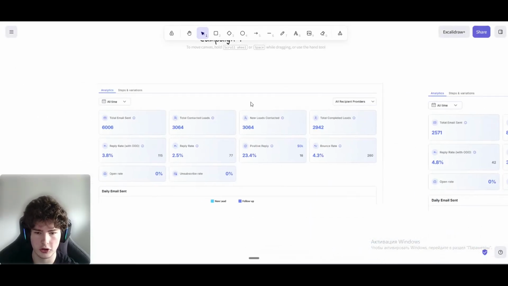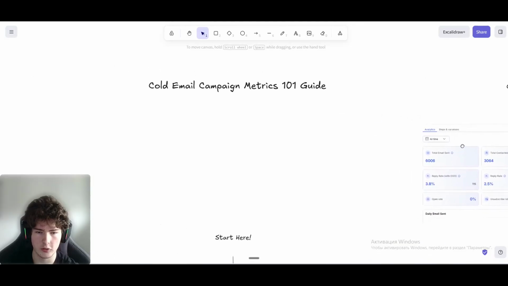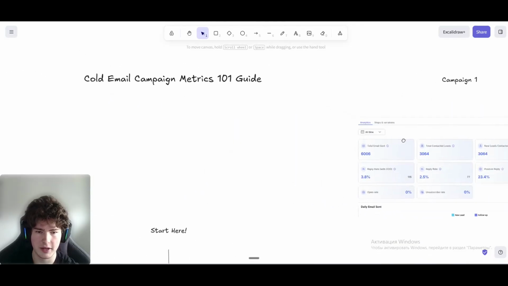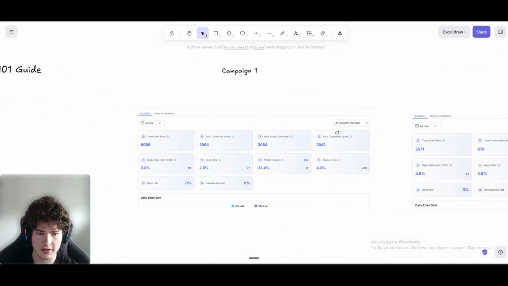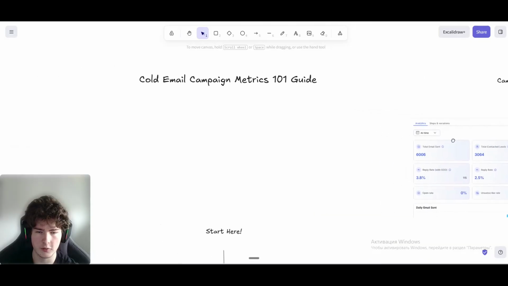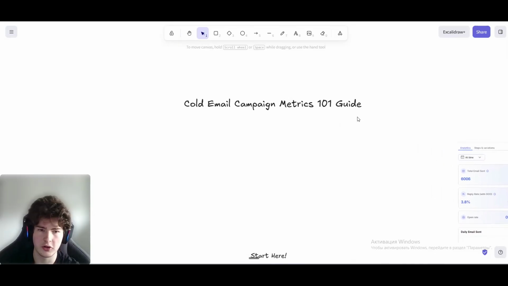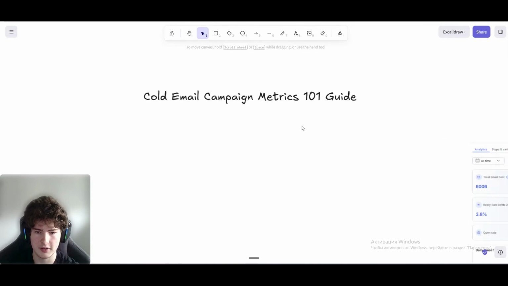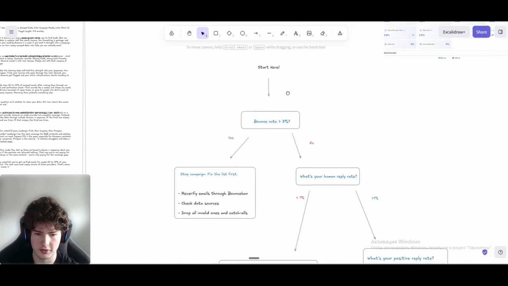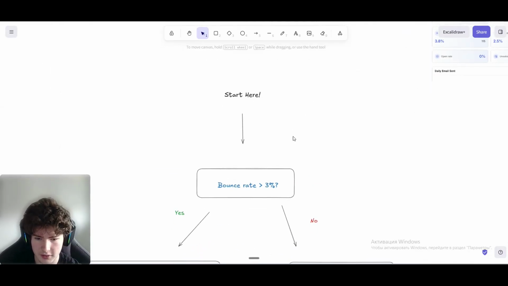Basically, as always, I created this Excalidraw with the flowchart that I'm going to walk you through. After that, I'm also going to show two live campaigns that I ran for one of my clients last month in January, well, in February already. I'm going to show the data in practice and walk you through the decision-making process. So let's start here.